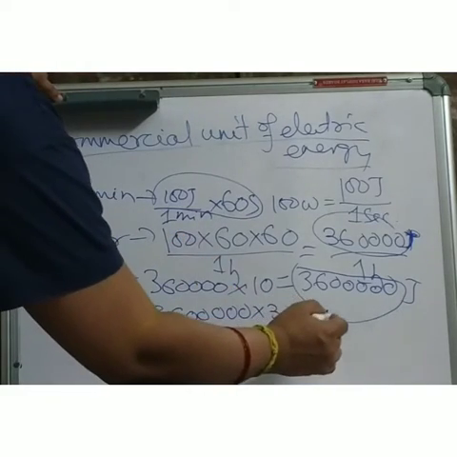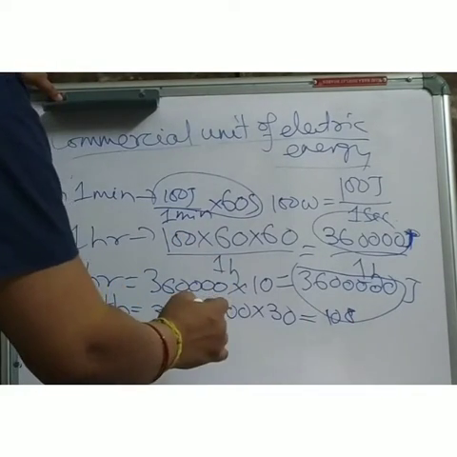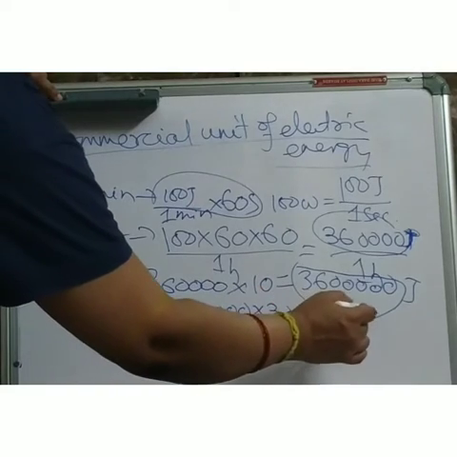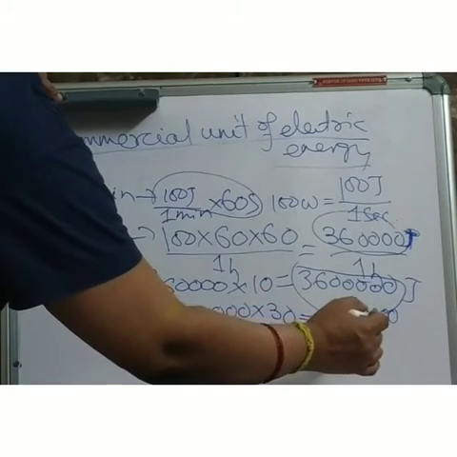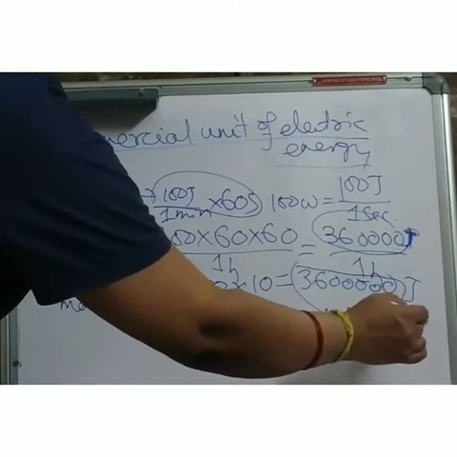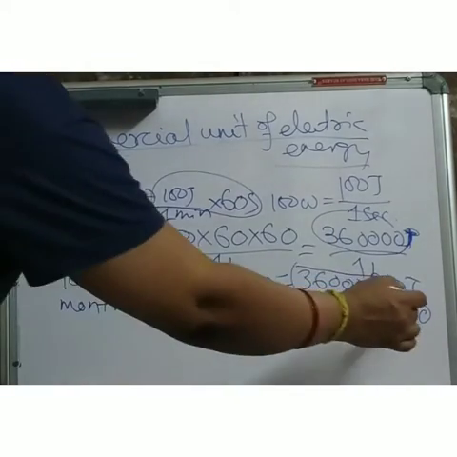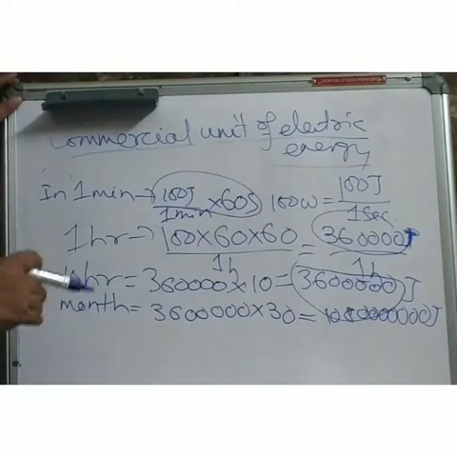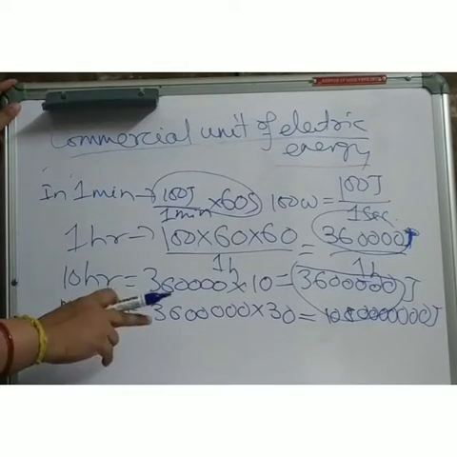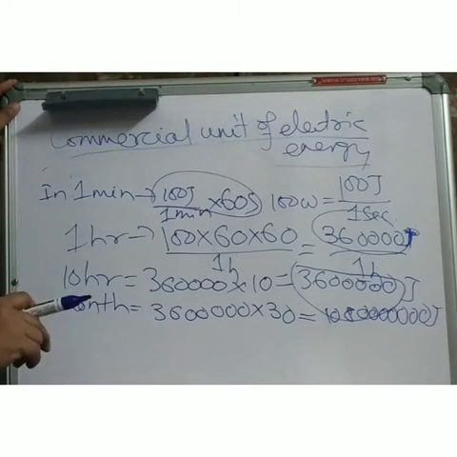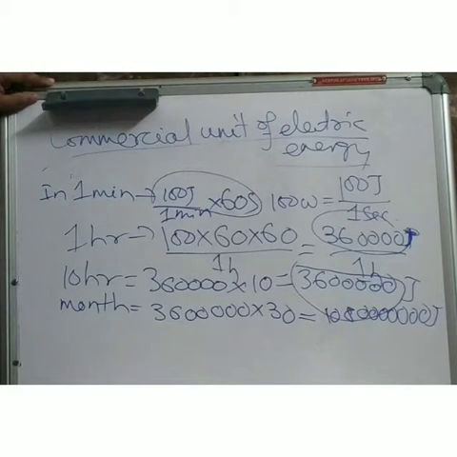So 10 to the power 8. How many zeros? 1, 2, 3, 4, 5, 6 zeros. See the value now getting bigger and bigger. So this much energy is utilized by this 100 watt bulb in 1 month. Okay, so this is the calculation for one bulb only.